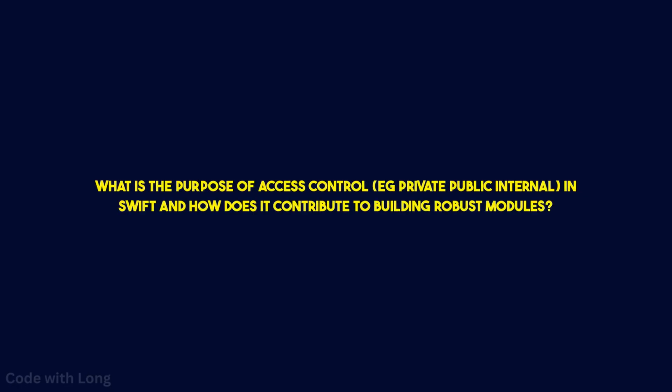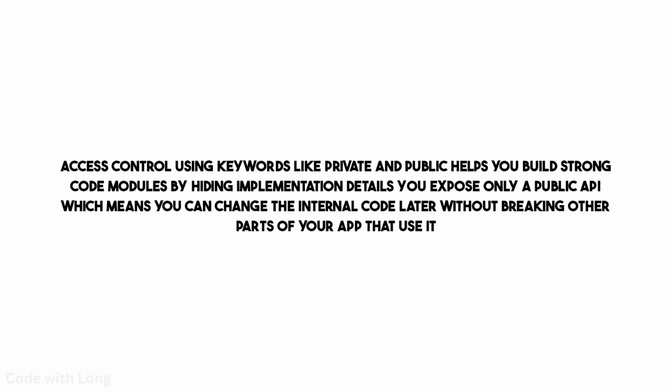What is the purpose of access control, e.g. private, public, internal, in Swift, and how does it contribute to building robust modules? Access control, using keywords like private and public, helps you build strong code modules by hiding implementation details. You expose only a public API, which means you can change the internal code later without breaking other parts of your app that use it.